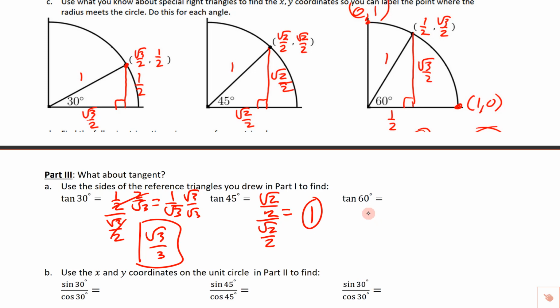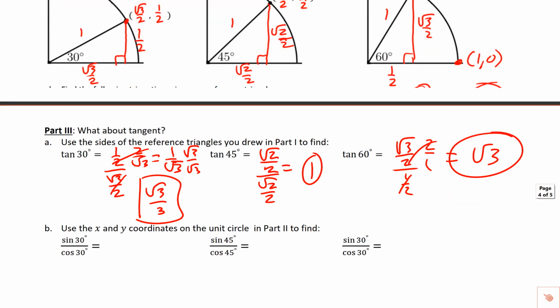Tangent 60 degrees. That's going to be the opposite, radical 3 over 2, divided by the adjacent, which is 1/2. We're going to flip that over. Those are going to cancel. Radical 3. Everybody good there? I'm going to give you a second to stare at that for a minute. Are we right? Do you want to double check on your calculator? You want to look at the trig table? What is tangent? Is it cosine and sine?